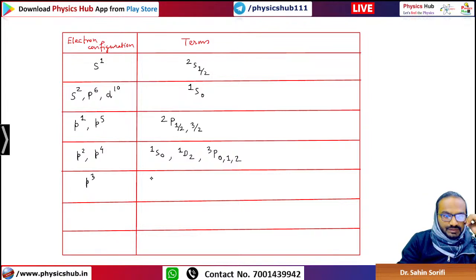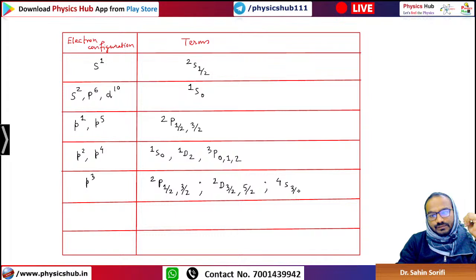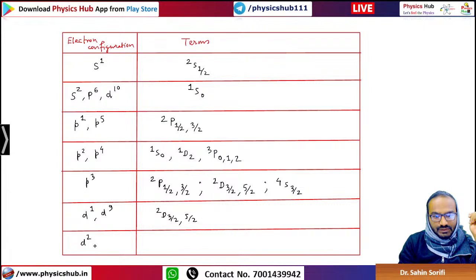For p3, we have got terms like 2P 1/2, 3/2, 2D 3/2, 5/2, 4S 3/2. Now the term for d1 and d9 will be same: 2D 3/2, 5/2. Term for d2 and d8 will be same. The terms are 1S0. You don't need to remember, okay? I'm just giving you, just for the sake of completeness, the list. Otherwise this list is not necessary. If you want, you can ignore this list.